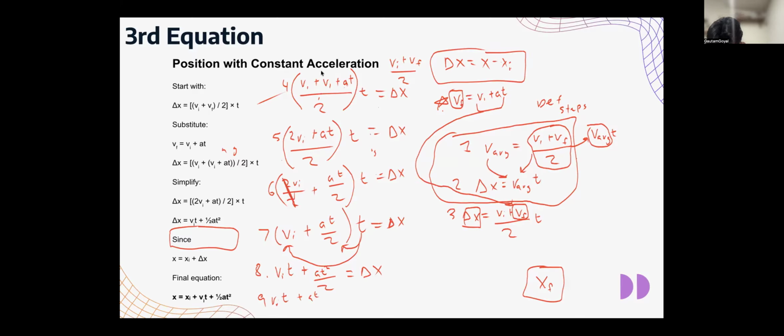Plus at squared over 2 plus x sub i equals the final x, because this is equal to x minus x sub i. So when you just add x sub i to each side, you get, oh, this is so crammed. Sorry. No, okay, there we go. I'm gonna do this: at squared, and then I'm gonna have the 2 there, right? This is the final step, and then we have it solved. Any questions here?